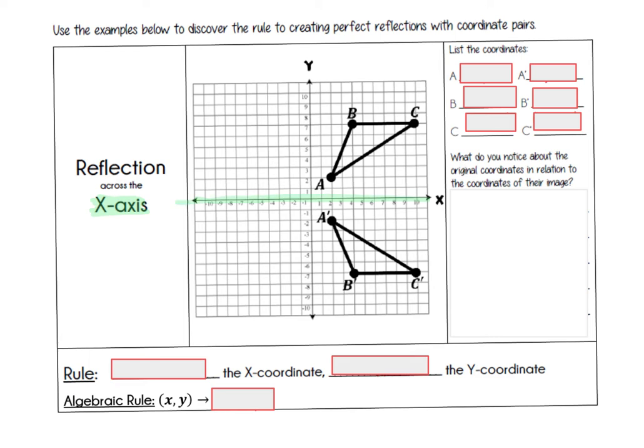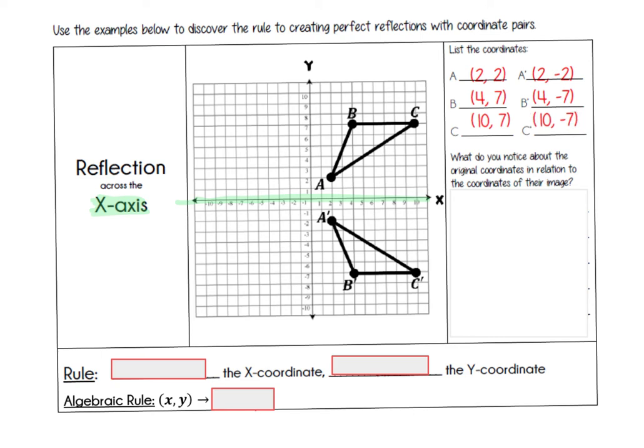So we are going to look at the coordinates first. The coordinates for A are 2, 2. Those are my coordinates. The coordinates for A prime are 2, negative 2. The coordinates for B are 4, 7. The coordinates for B prime are 4, negative 7. The coordinates for C are 10, 7. And the coordinates for C prime are 10, negative 7.